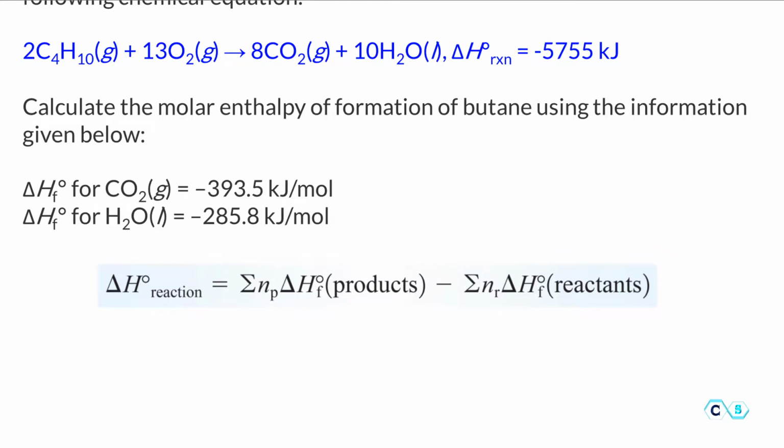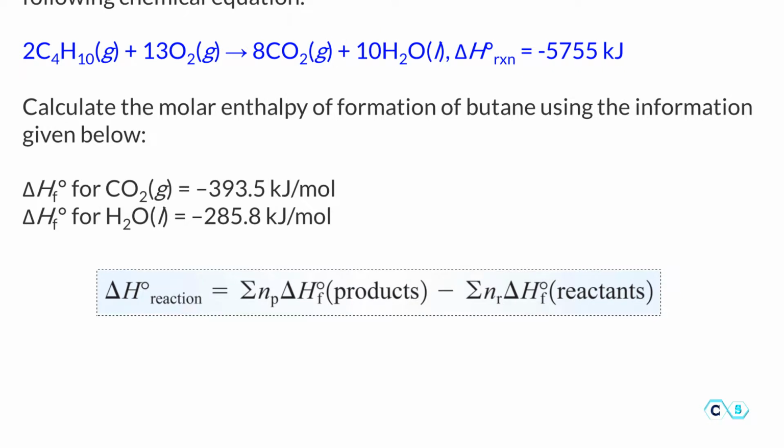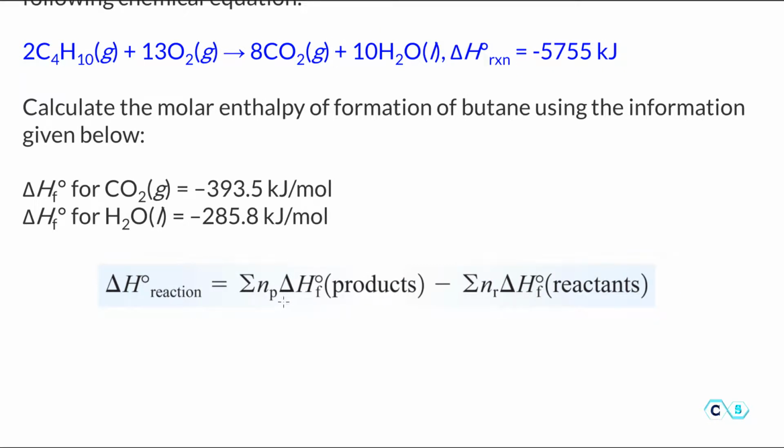To determine the molar enthalpy of formation of butane, we are still going to use this formula. The enthalpy of the reaction is equal to the difference between the enthalpies of formation of products and reactants. So we have the products, carbon dioxide and water, and the reactants, butane and oxygen, with 2 moles, 13 moles, 8 moles, and 10 moles. Importantly, we're going to pay attention to the signs of the enthalpies of formation.